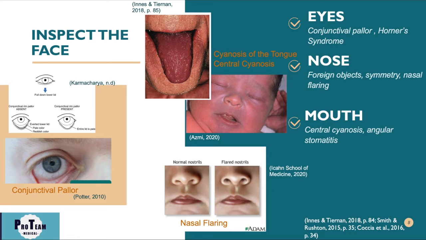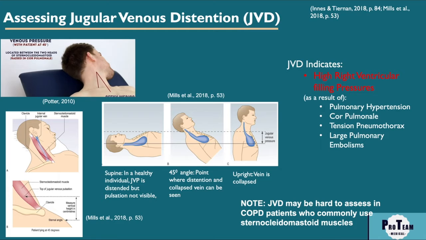Inspect the nose for foreign objects, nasal flaring, which indicates increased work of breathing, symmetry, and central cyanosis. Inspect the mouth for central cyanosis, an indicator of hypoxia, and angular stomatitis, which may be indicative of a respiratory infection. Move to the neck and inspect the jugular venous pressure, or JVP.